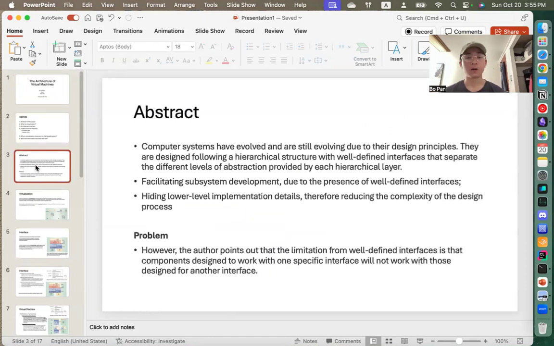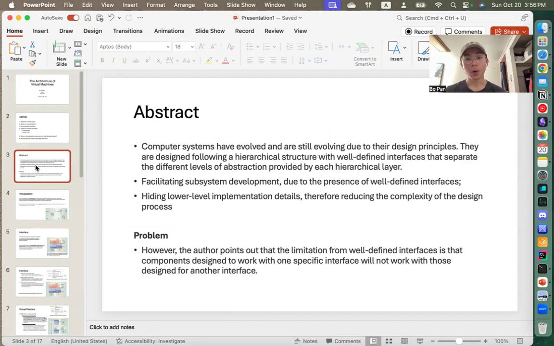So the abstract of this paper, the author mentioned the computer systems have evolved and are still evolving due to their design principles. They are designed following a hierarchical structure with well-defined interfaces that separate the different levels of abstraction provided by each hierarchical layer. That is good because that facilitates subsystem development with the well-defined interfaces. Also, they hide lower level implementation details, therefore reducing the complexity of the design process.